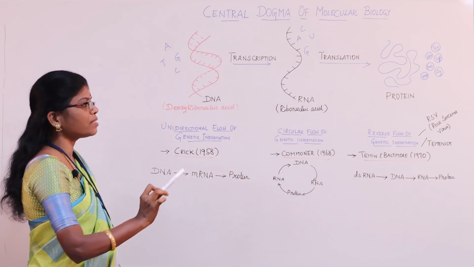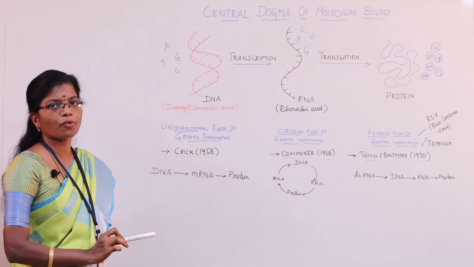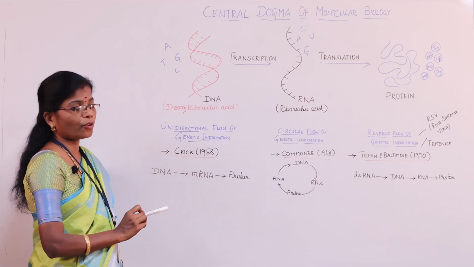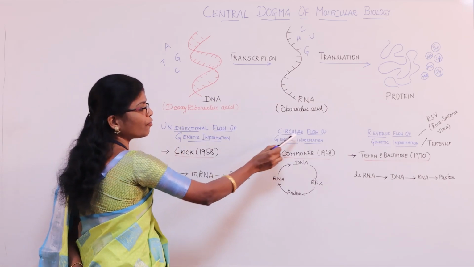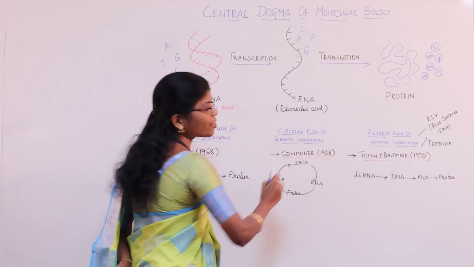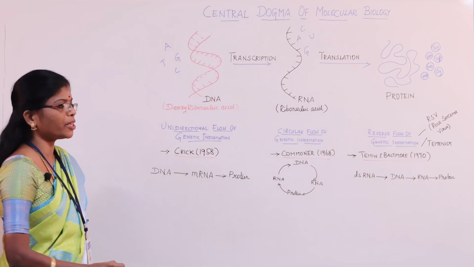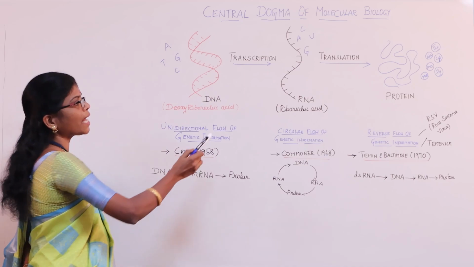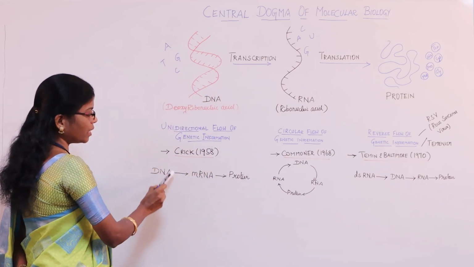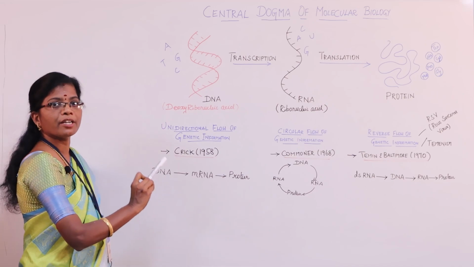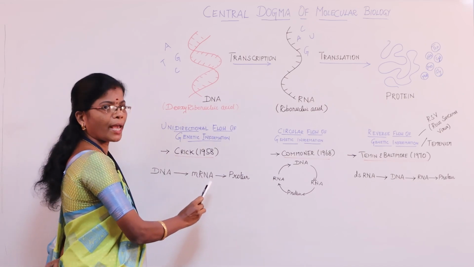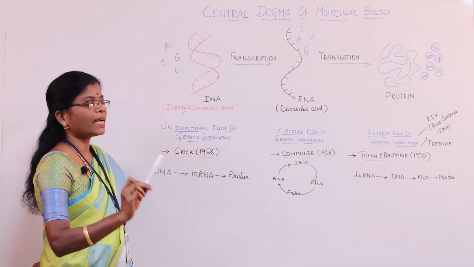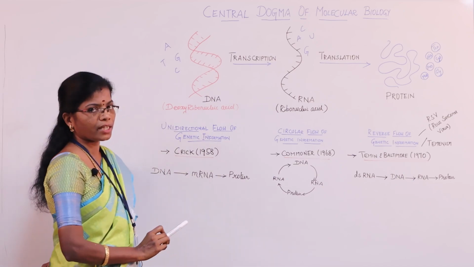Based on this, 3 different forms of the central dogma of molecular biology were identified. One is the unidirectional flow of genetic information, the second is the circular flow of genetic information, and the last one is the reverse flow of genetic information. Let us see one by one. What is unidirectional flow of information? As we discussed earlier, if the genetic information flows from DNA to mRNA, then mRNA to protein molecule in a single flow, that is called a unidirectional flow of genetic information.